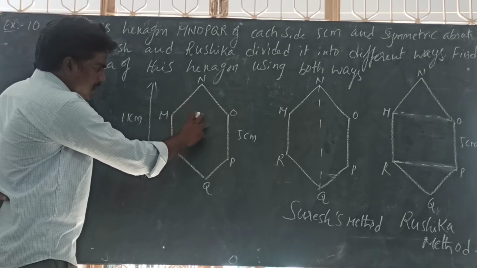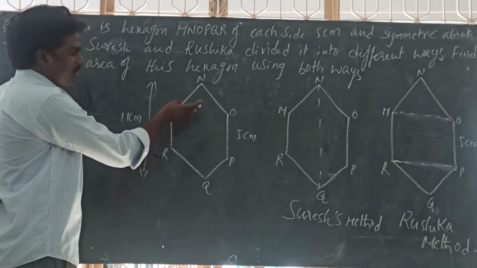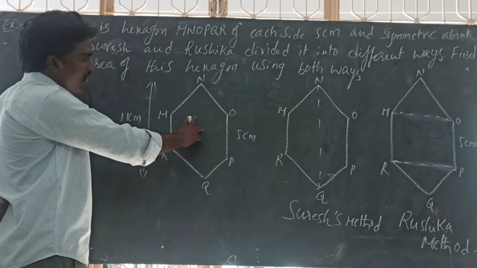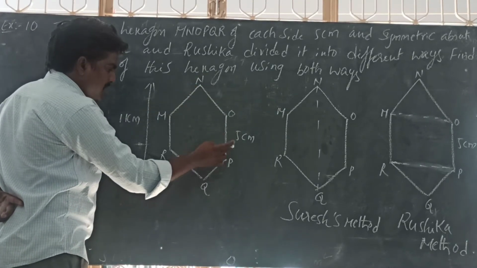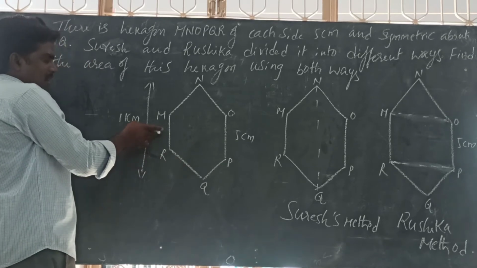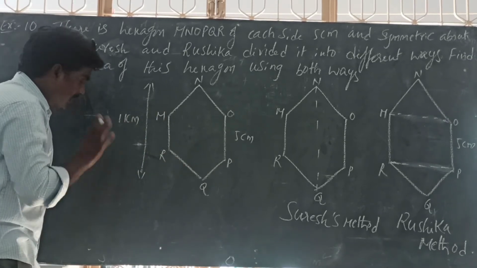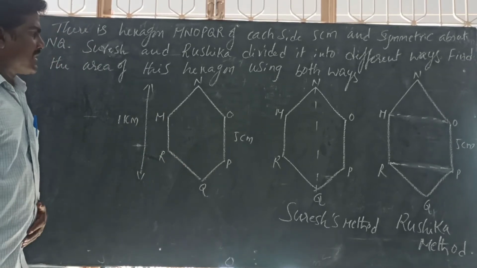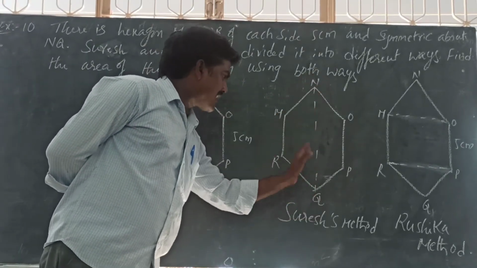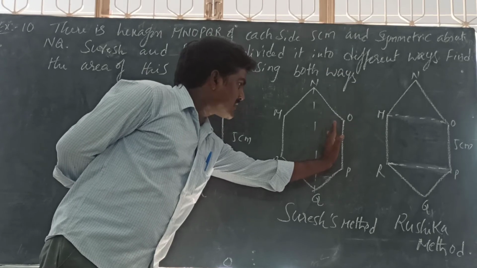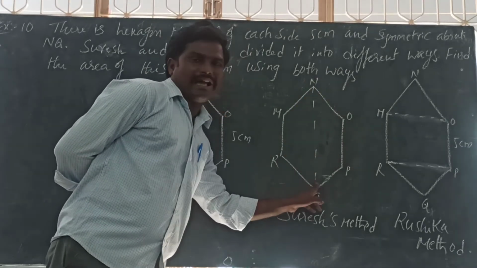In this regular polygon, how many sides are there? 6 sides. Therefore this regular polygon is called a hexagon. Here MN, MO, OP, PQ, QR, MR are equal. Okay. So Suresh did it by joining NQ with a line. That is, this hexagon is divided into two parts by constructing one line.